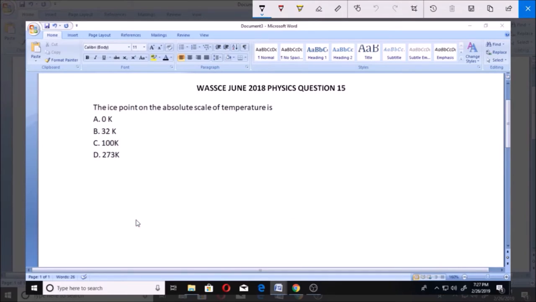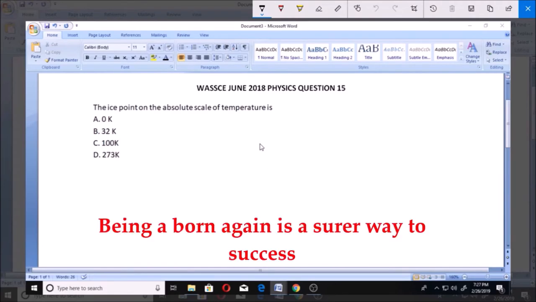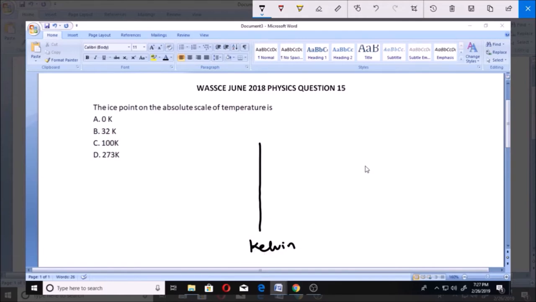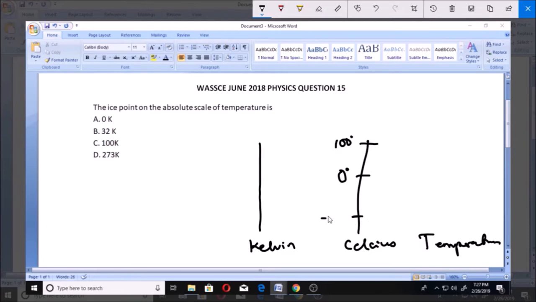So what is the ice point? For us to understand this, we need to know about the Kelvin and the Celsius temperature scales. Now in the Celsius scale, let's say for water, we have 100 degrees Celsius for boiling, then we have the ice point, 0 degrees, then we also have the absolute zero, which is -273. This is for Celsius.